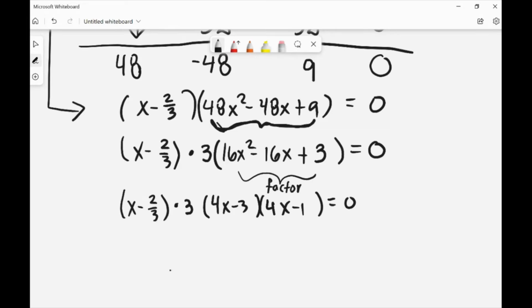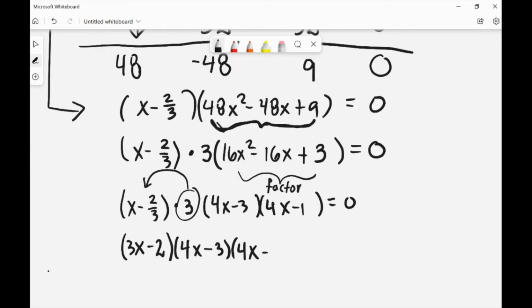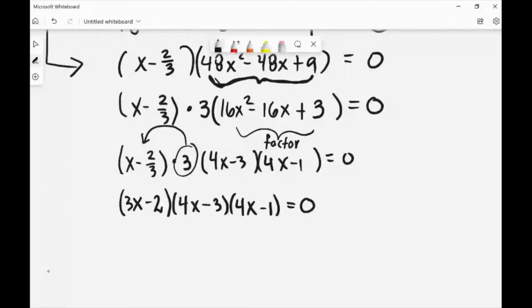All right, now I don't want this fraction. Normally, you don't see fractions in your factors like this. So here's a little trick. We're going to multiply this 3 times this factor. If I multiply 3 times the first factor, what does it change to? 3x. Very good. Minus 2. See how that eliminated that strange looking fraction in our factors? So all you have to do is multiply times one of the factors to get rid of that fraction.